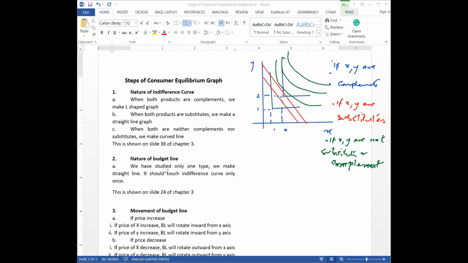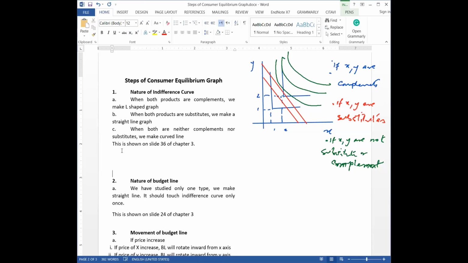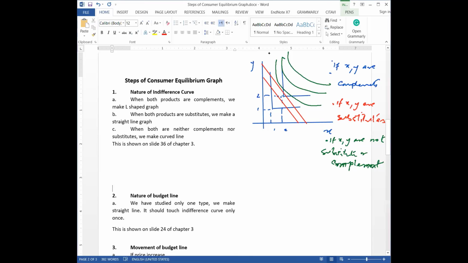Okay, the second step is you need to draw the budget line. So let me make some space here. In this topic that we discussed up till now, we have only discussed one type of budget line. We assume that you buy from the retail market, you are not buying from the wholesale market, or you are not a middleman. So your budget line is a straight line. So there's only one type for this course.